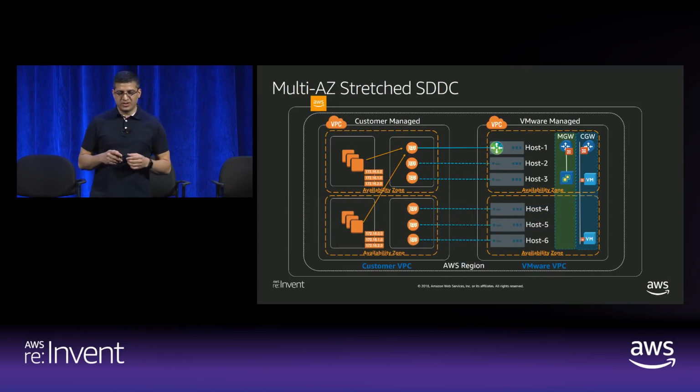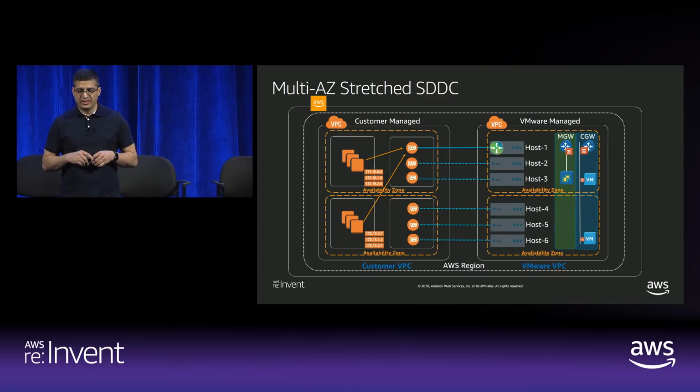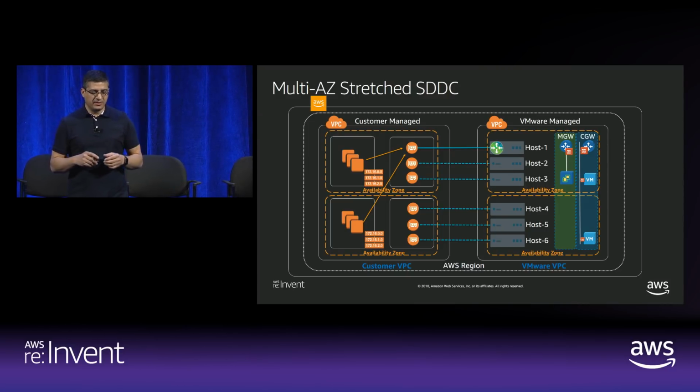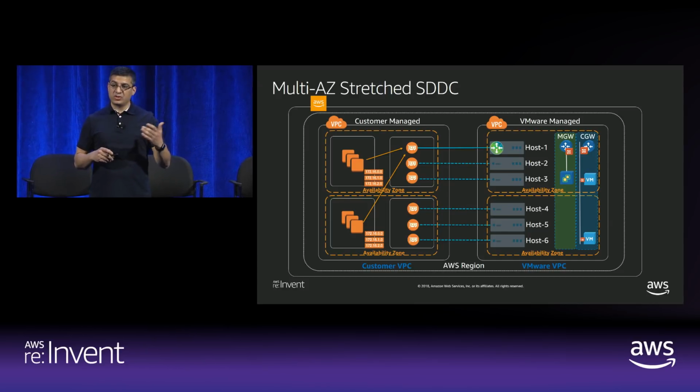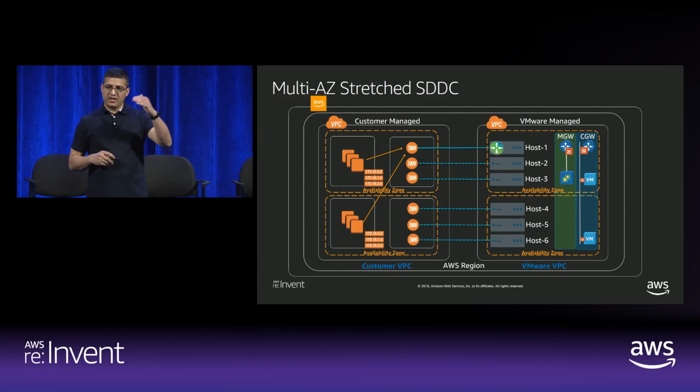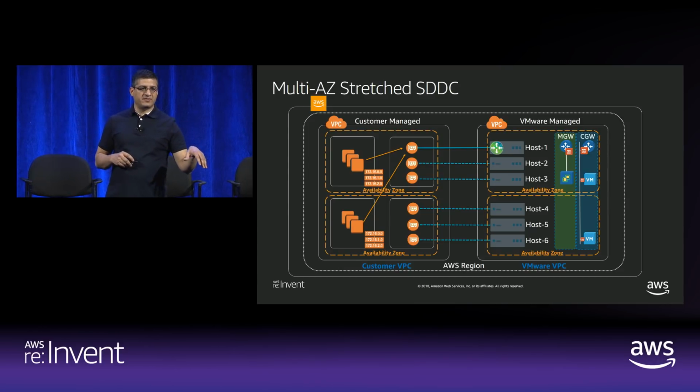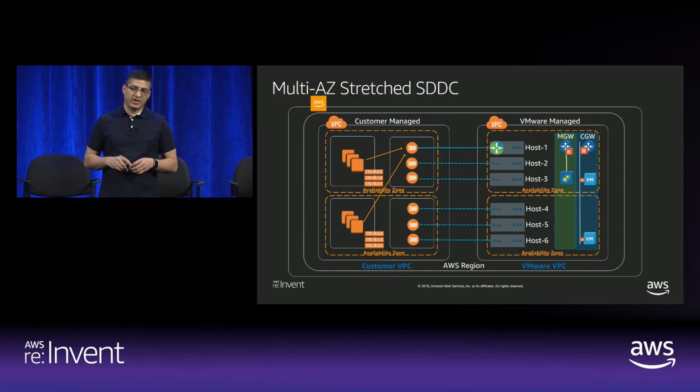The second deployment option is stretched clusters, or multi-AZ clusters. In this case, for high availability, you have the option to launch your VMware cluster across two availability zones. The number of hosts will be equally distributed across the two availability zones. And vSAN will provide synchronous replication for all of the data across the two AZs. On the AWS side, you'll need to specify two subnets in two different availability zones to host your VMware endpoints.